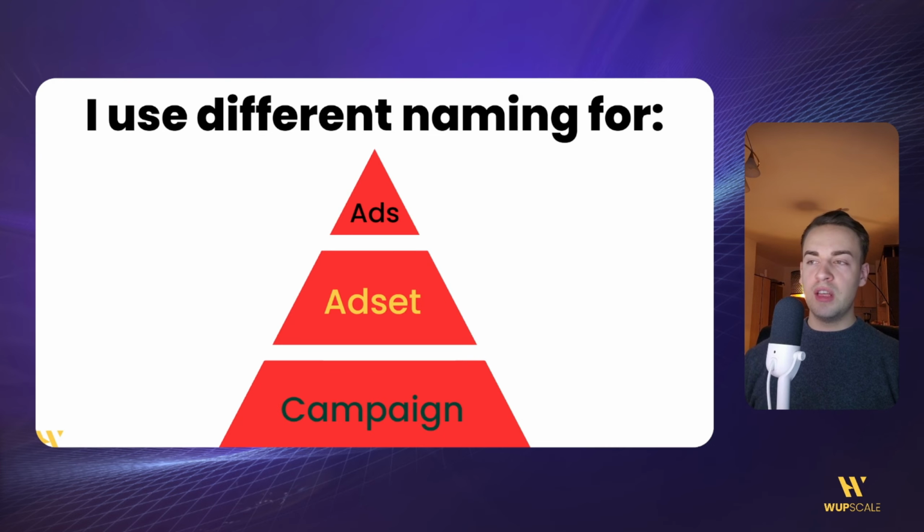I use different naming conventions for the campaigns, ad sets, and ads. And what you need to know is on each level, I'm going to use the naming convention of what can be changed on each level. So for example, on the campaign, you can change the budget optimization. On the ad set, you can change the targeting, location, and on the ads, you can change the creative and the ad copy. So on each level, the naming convention is going to reflect those changes.